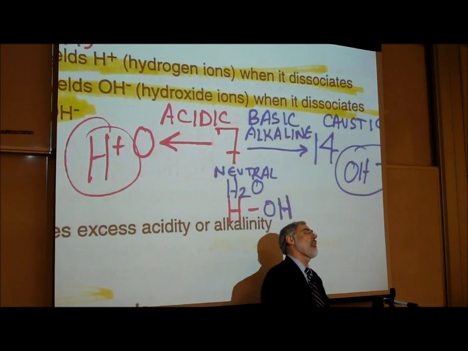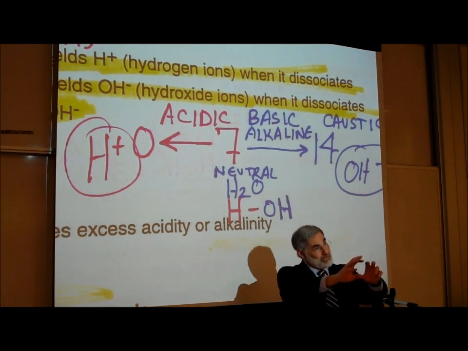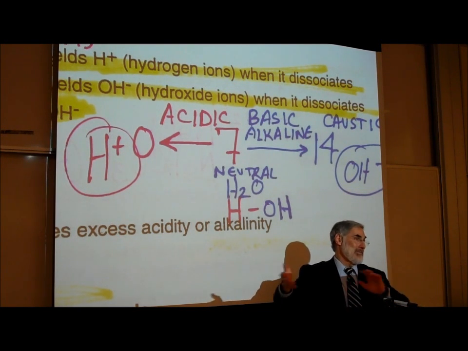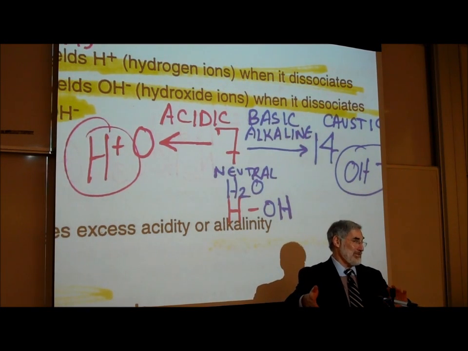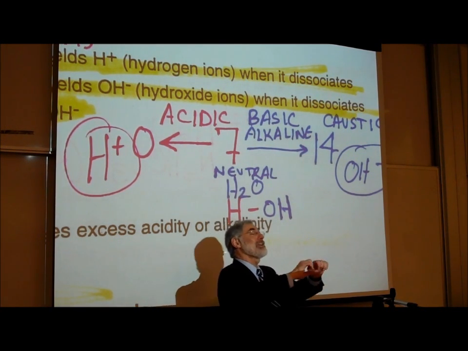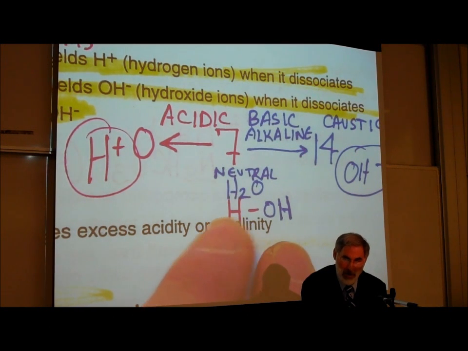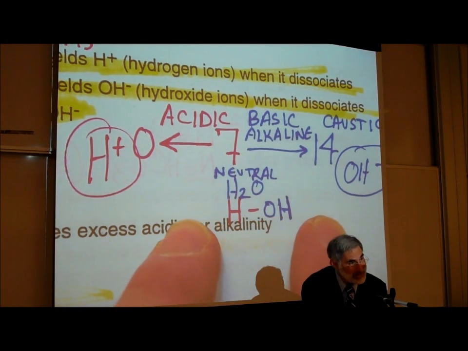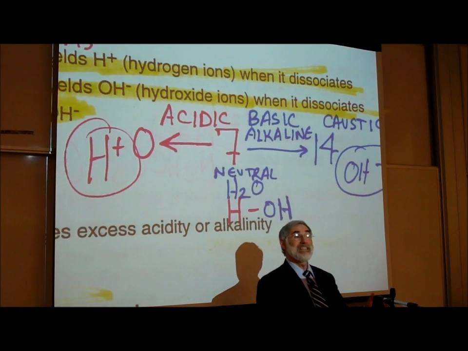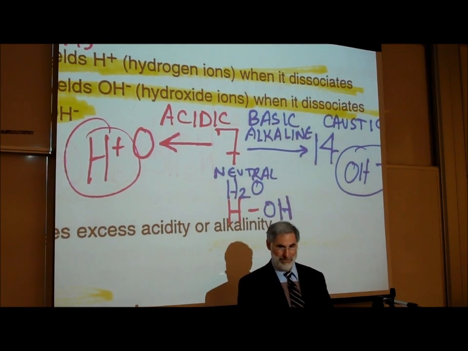So in fact, if a water molecule were to break apart, and some do, after all, remember they're not really happy in their relationships, sometimes they divorce. So anyhow, if a water molecule were to break apart, it breaks apart into one hydrogen ion and one hydroxide ion. But it still remains neutral because they're equal in number.